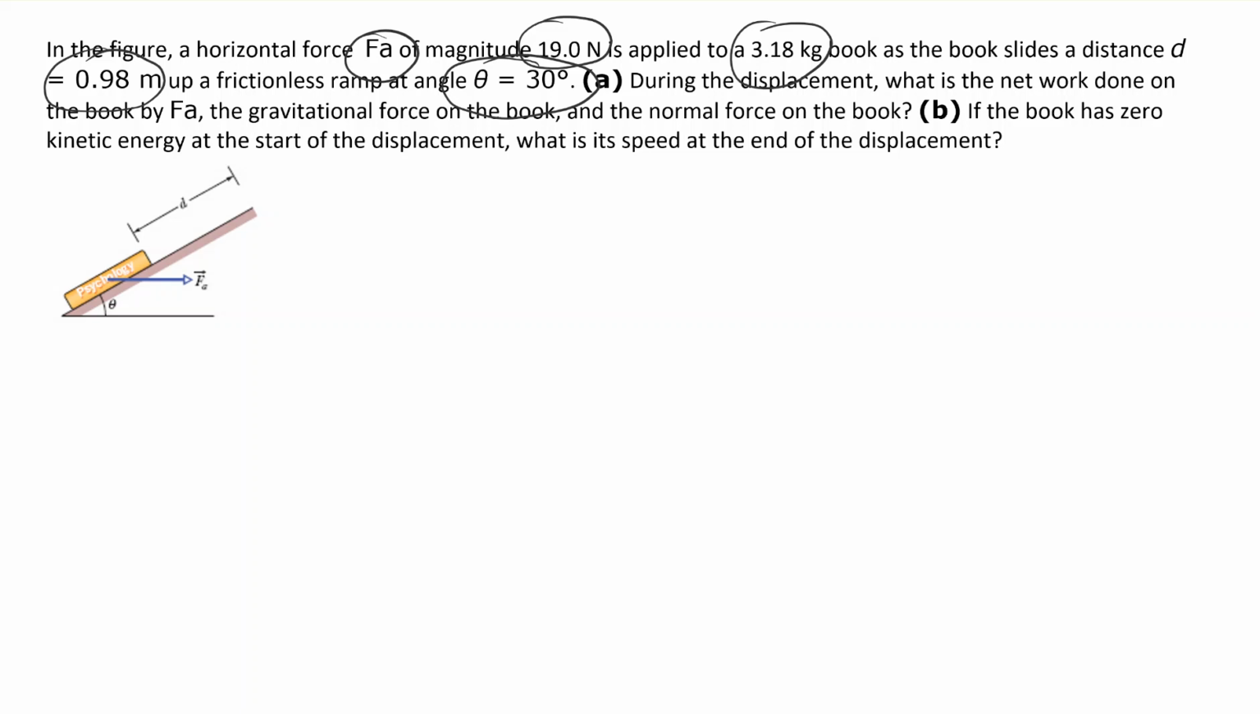Question A requires us to find the normal force that acts on the book. And then question B requires us to find the speed of the book at the end of the displacement with the given conditions stated there. So, first things first, we have to understand what the question is asking us to find and how we can relate it to laws of physics that we know.